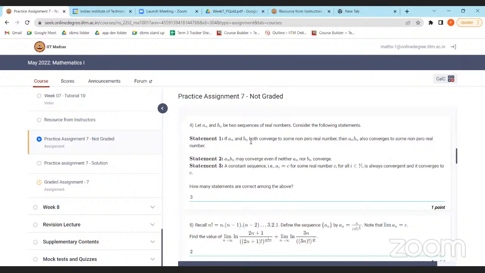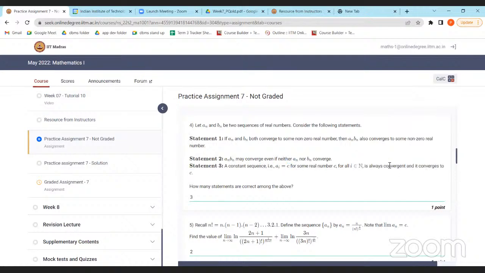Sir, in this I didn't understand how the statements were correct actually. No, it is from the statement about all the properties. If an tends to a and bn tends to b, then an bn will also converge to the product ab, right? Same for this one. Here also the constant sequence equal to c for all real numbers c always converges, because it's a constant number, right? Yes, so the limit is c.